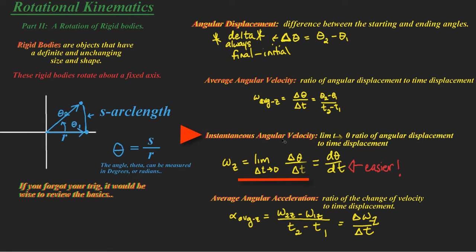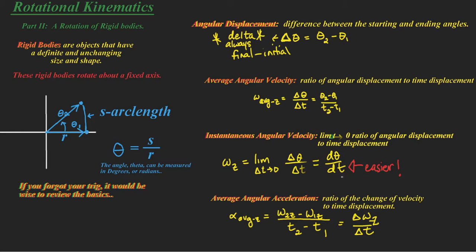If they ask you for instantaneous angular velocity, there's one of two ways you can do it. You can either do the limit as the delta T approaches 0. Sorry, that should be a delta T right there. All right, good enough. Anyway, so the limit as delta T approaches 0 of the ratio of the angular displacement to the change in time. So d theta over dt, delta theta over delta t.